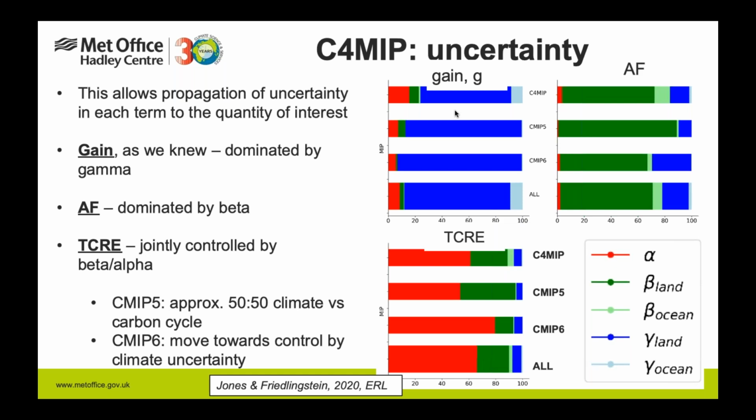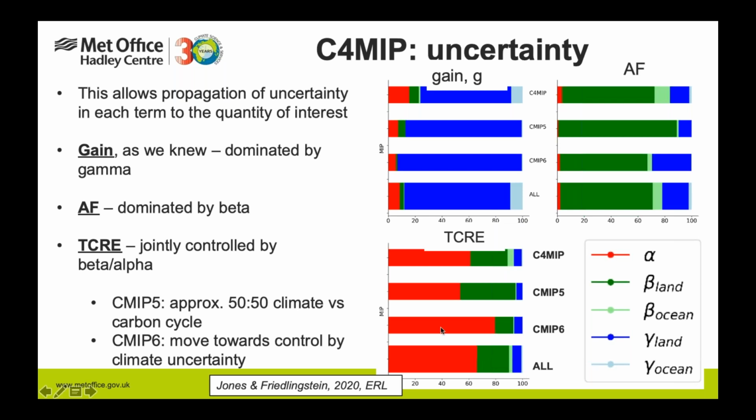And then when we get to TCRE, which arguably is what we really want to know if you're talking about carbon budgets, the uncertainty there has traditionally been split 50-50 between the climate response, the red bar here, the alpha terms, and the combined beta and gamma, the carbon cycle terms. There's some literature on that by Ben Booth and Chris Huntingford and others that came up with this quite nice conclusion that carbon budgets are approximately half and half determined by physical uncertainty and carbon cycle uncertainty. But what we see as we move to CMIP6 is that's actually changed quite markedly.